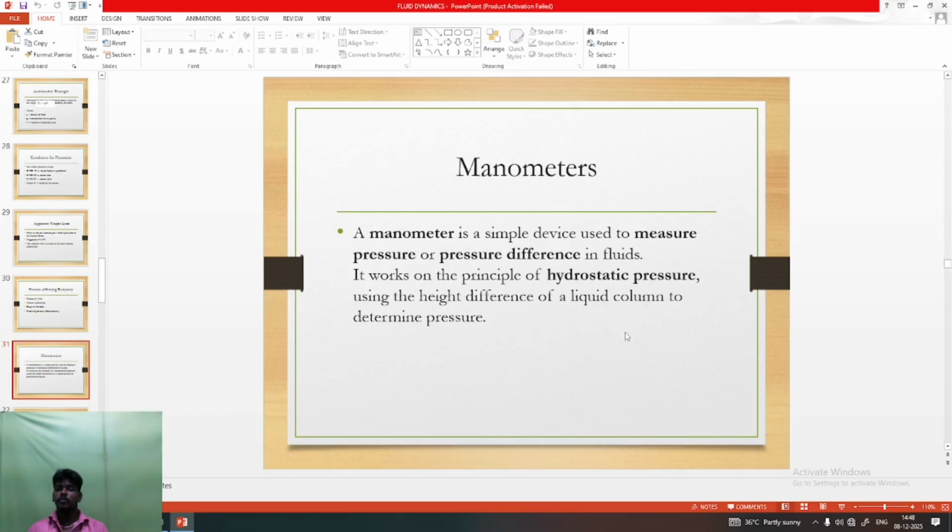Next, manometers. In the olden days, to measure pressure we used manometers and barometers, because the manometer is a single device. It is used to measure pressure or pressure difference in fluids. It works on the principle of hydrostatic pressure, using the height difference of a liquid column to determine pressure.